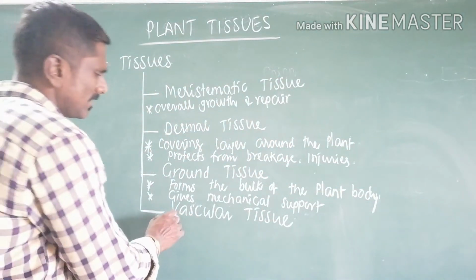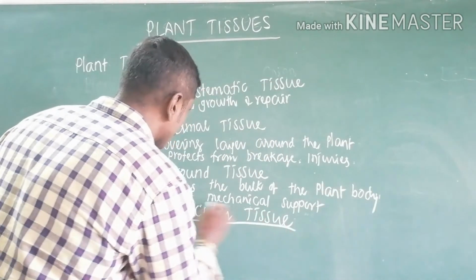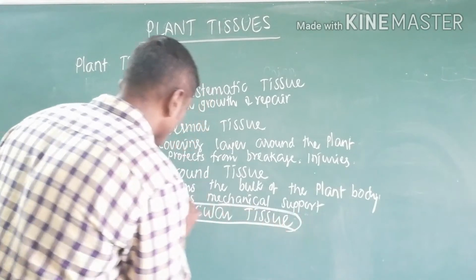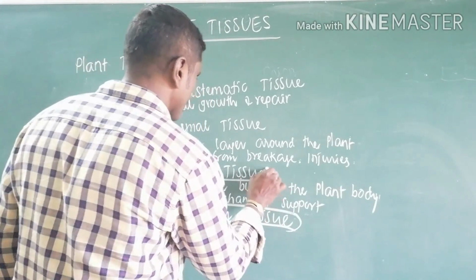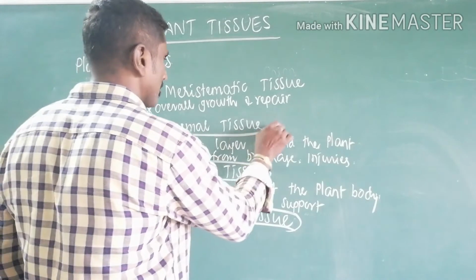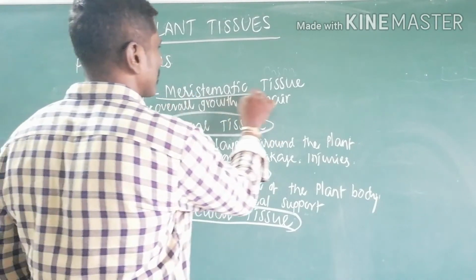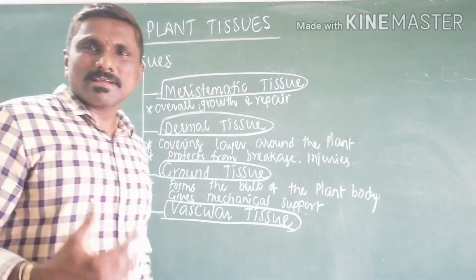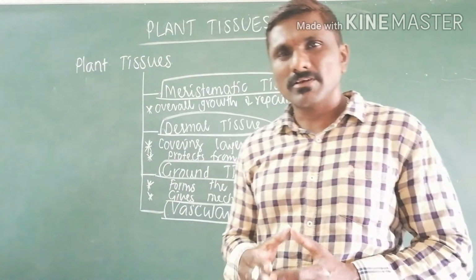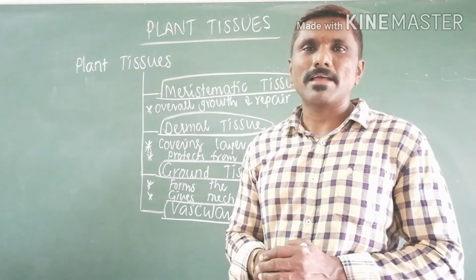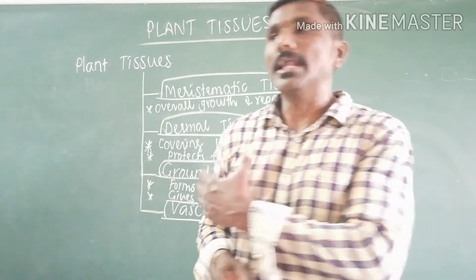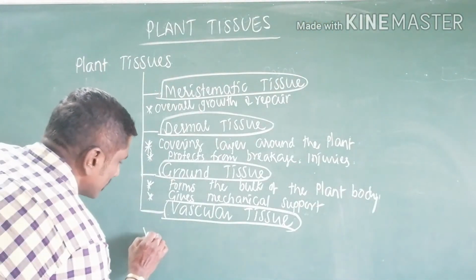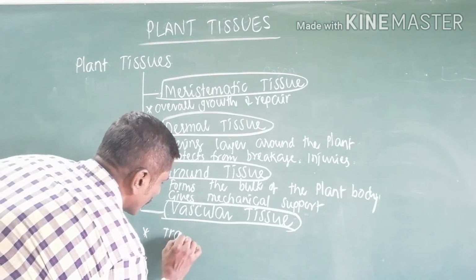And next is the vascular tissue. Vascular tissue is the transport tissue for the transportation of food and water from one part of the plant to the other part of the plant.